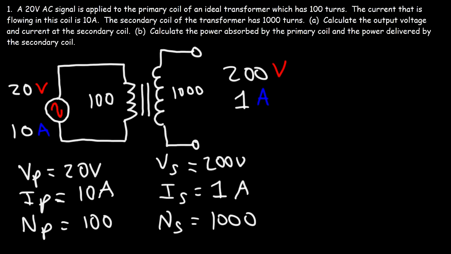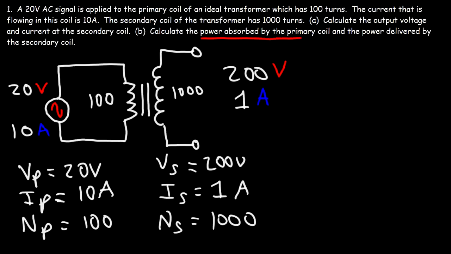Now you could use the formula to get these answers, but because the ratio between the two coils is a nice number, there's no need to use the formulas. You can get the answers mentally. So that's it for part A. We have the secondary voltage and the output current. Now what about part B?